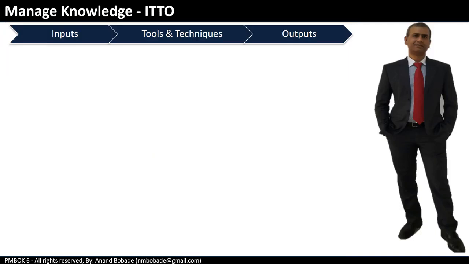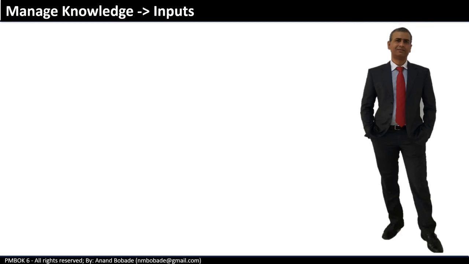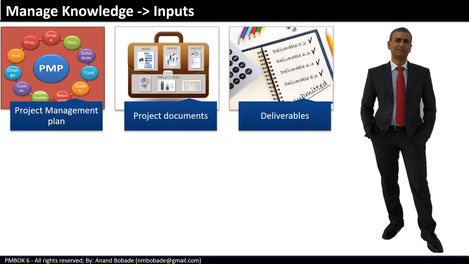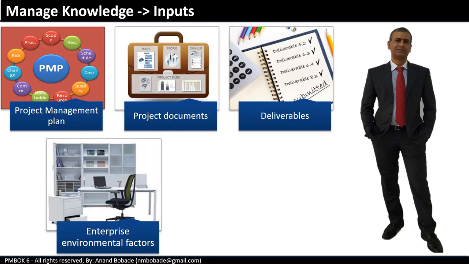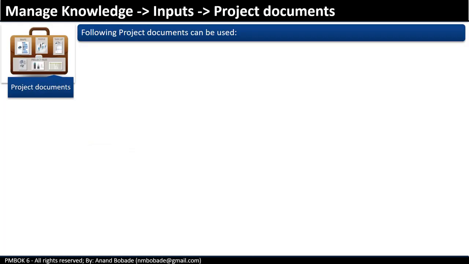Let's have a quick look at the inputs, tools, techniques, and outputs. Inputs are the project management plan, project documents, deliverables, enterprise environmental factors, and OPA. Let's look at each input. The following project documents can be considered as an input to the manage knowledge process.